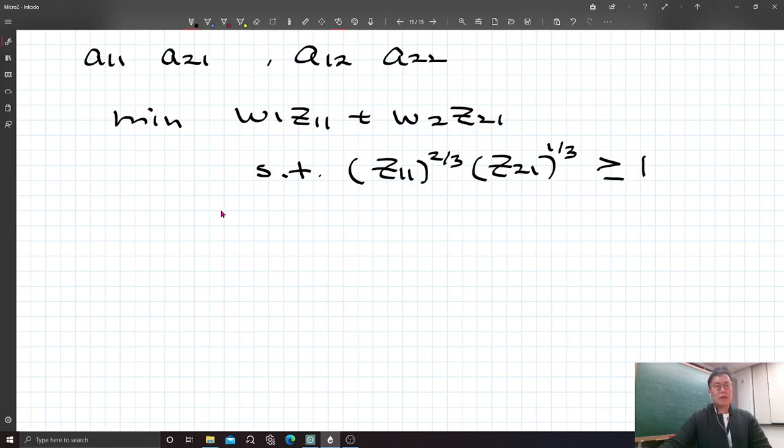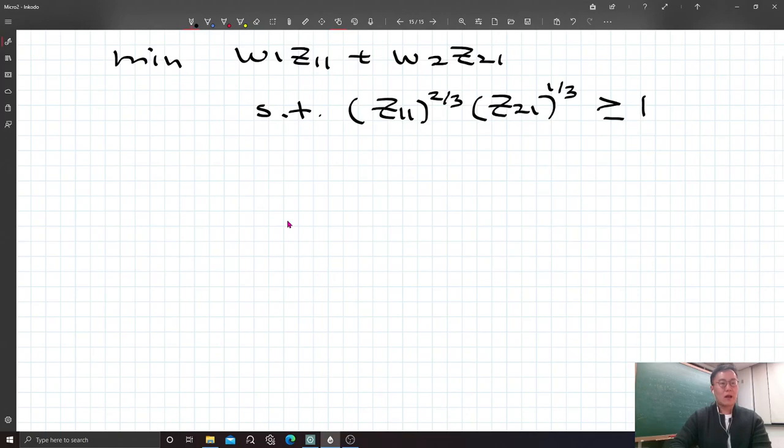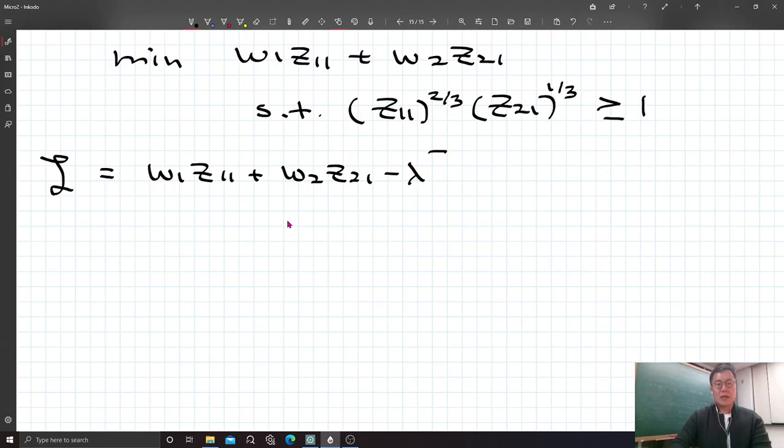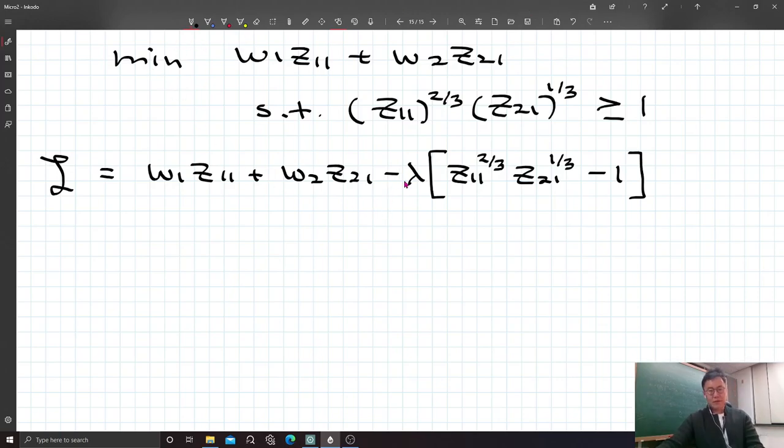All right. Now, how do we solve this? Let me use the Lagrangian method. So set up the Lagrangian, curly L: W1 Z11 plus W2 Z21 minus lambda, where lambda stands for the Lagrangian multiplier associated with this constraint, Z11 to the 2/3 and Z21 to the 1/3 minus 1. Because this is a minimization problem, I put a negative sign in front of the multiplier. If it was a maximization, then we put a positive sign. And these different signs guarantee that the Lagrangian multiplier is always positive, a non-negative value.